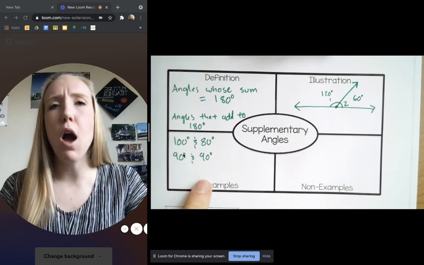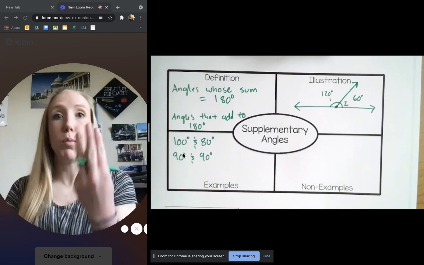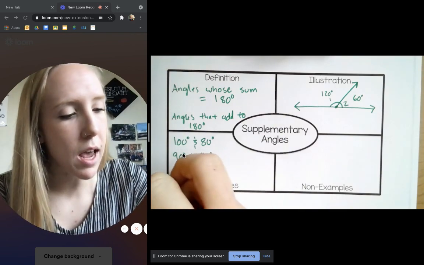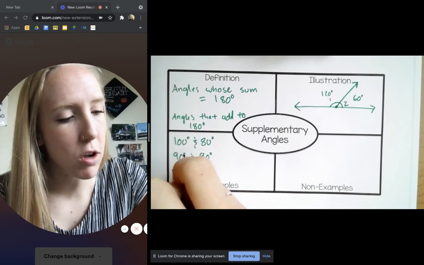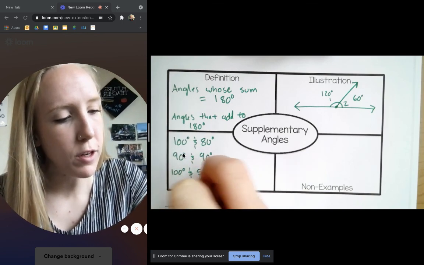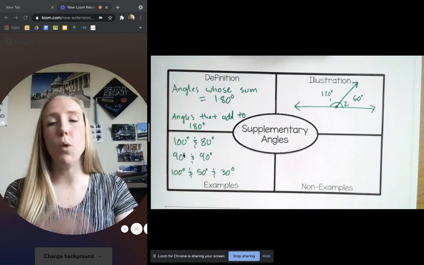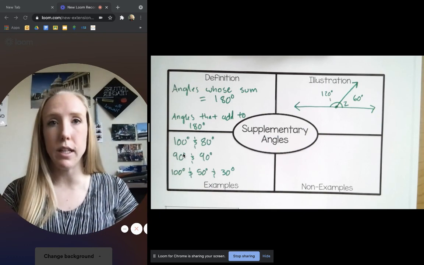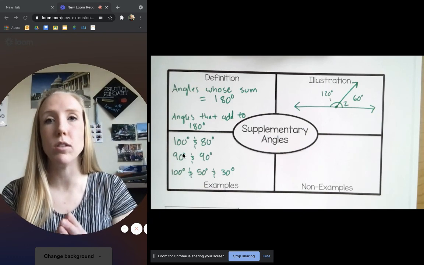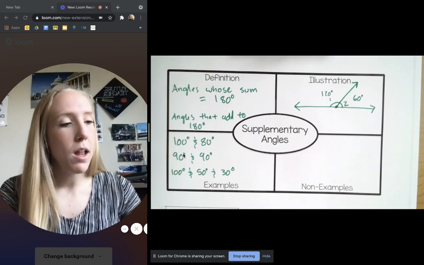Remember, just like with complementary angles, supplementary angles can have three angles too. It doesn't just have to be two angles, it can be three. So it could be like an angle with a measure of 100 degrees, an angle with a measure of 50 degrees, and an angle with a measure of 30 degrees. So 100 plus 50 plus 30 equals 180. So all of those are examples of supplementary angles because all of these add to 180.